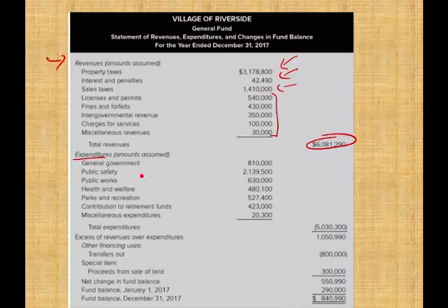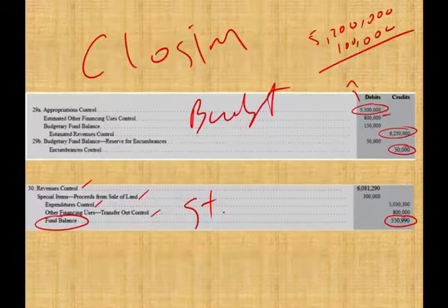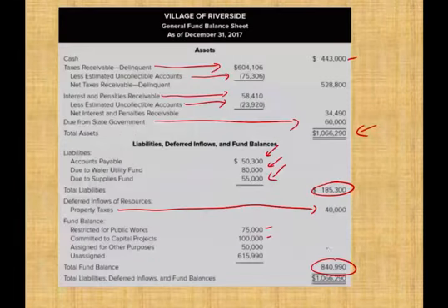And here are the expenditures. Don't worry, they broke them down: general government, public works, public safety, health and welfare, all those, it doesn't matter. This is the expenditures. The excess of revenue over expenditure, we call this excess because we have more revenues than expenditures, 1,050,000. We transferred out 800,000. Then we sold that piece of land for 300,000. So this is a minus, this is a plus. So the net change in the fund balance, 550,990.